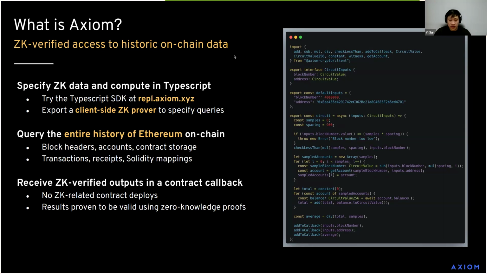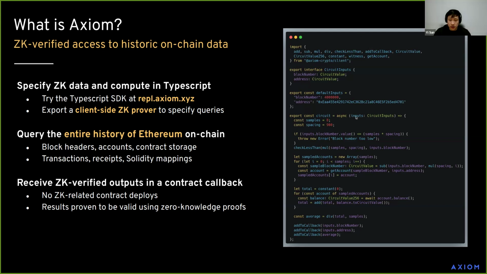What we provide at Axiom is a way for smart contracts on Ethereum to do compute over the entire history of Ethereum. The way that works is that developers can specify the data they want to access and compute over using our TypeScript SDK. You can see a sample TypeScript file on the right. You can try it out for yourself at repl.axiom.xyz.